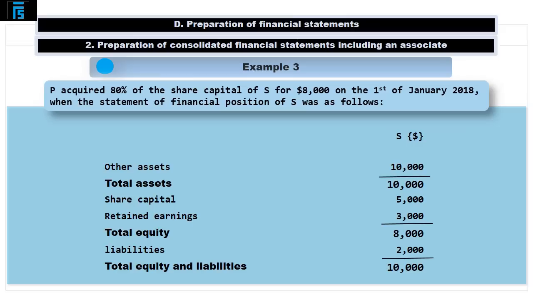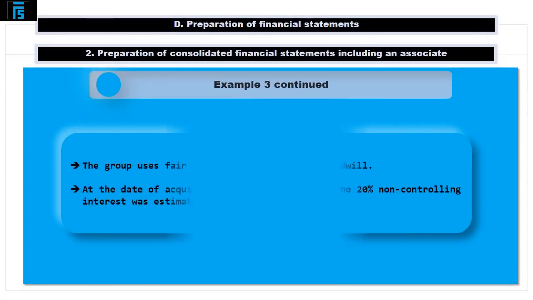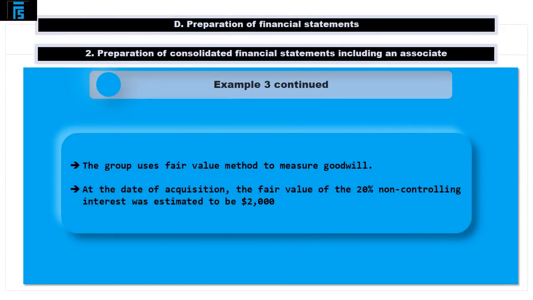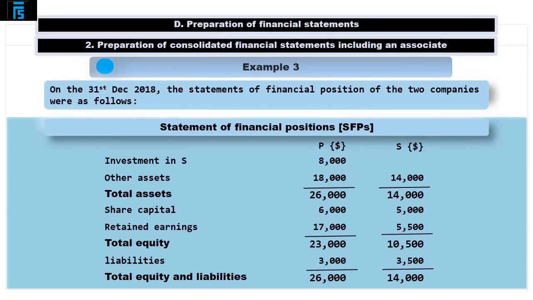the 1st of January 2017, when the statement of financial position of S was as follows. We are additionally told that the group uses the fair value approach to measure goodwill and that the fair value of the 20% non-controlling interest was €2,000 at the date of acquisition. Reading on the 31st of December 2018, so that is 2 years on from the acquisition, the statements of financial position of the two companies are as follows.